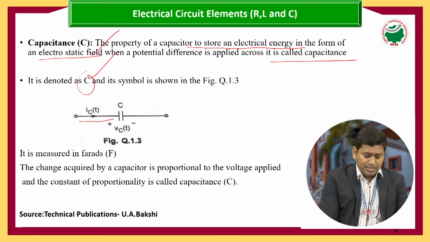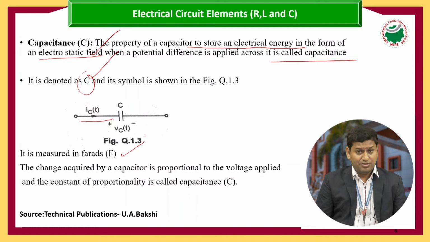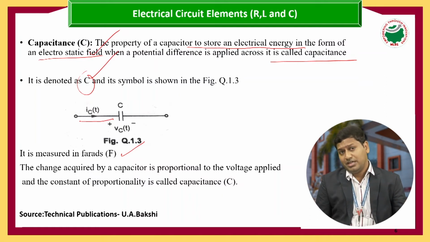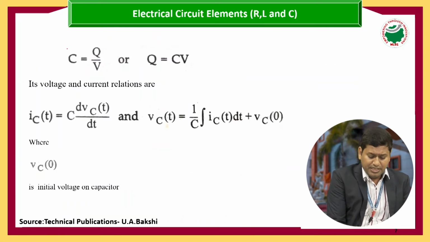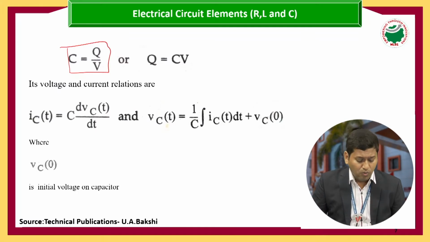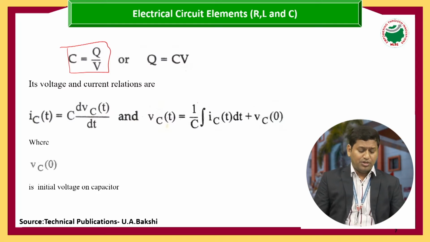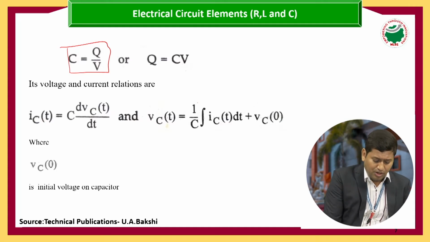Next, capacitance is measured in units. What are those? In resistance, we say ohms. For inductor, we say Henry. Here, capacitance is measured in farads. Next, C is given by C equal to Q by V. Next, we see the voltage and current relations. Already we have seen the current and voltage relation for resistance and similarly for inductance. Next we are going for capacitance. This is the current relation with respect to voltage.